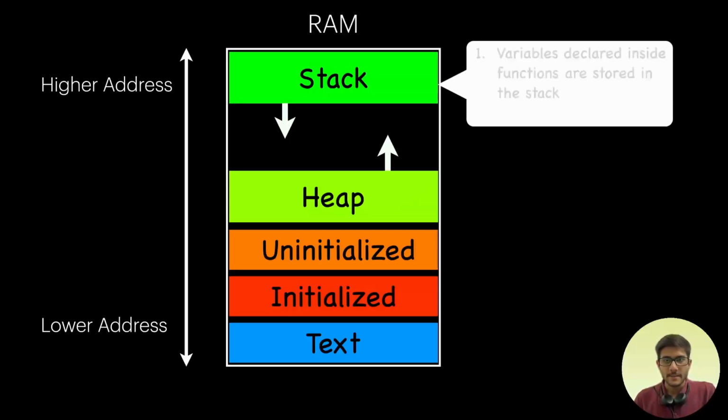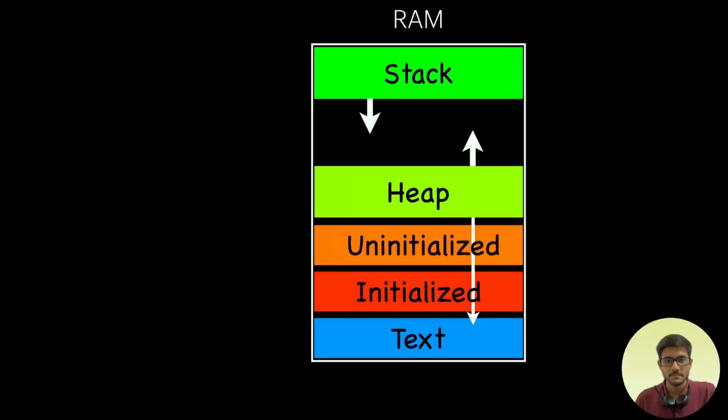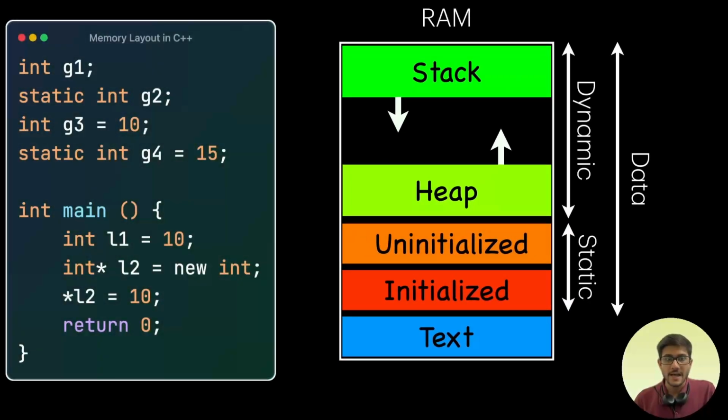Moving on to stack. So the variables declared inside the function are stored in the stack. So any local variable declared inside a function is given the space in stack, which is this section of the RAM. Now, here I have a sample program and I will be going over where these variables are stored in the memory. So let's go over it.